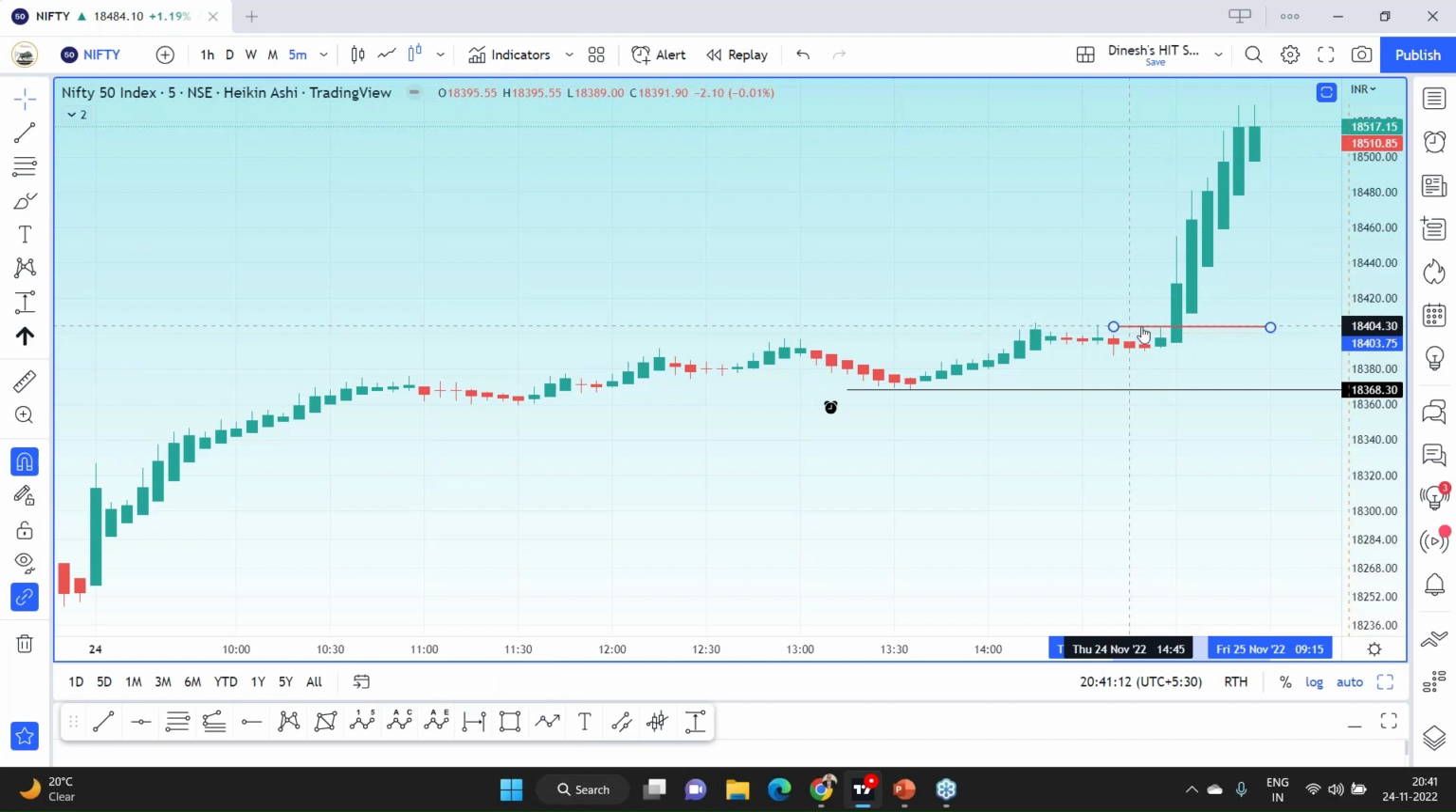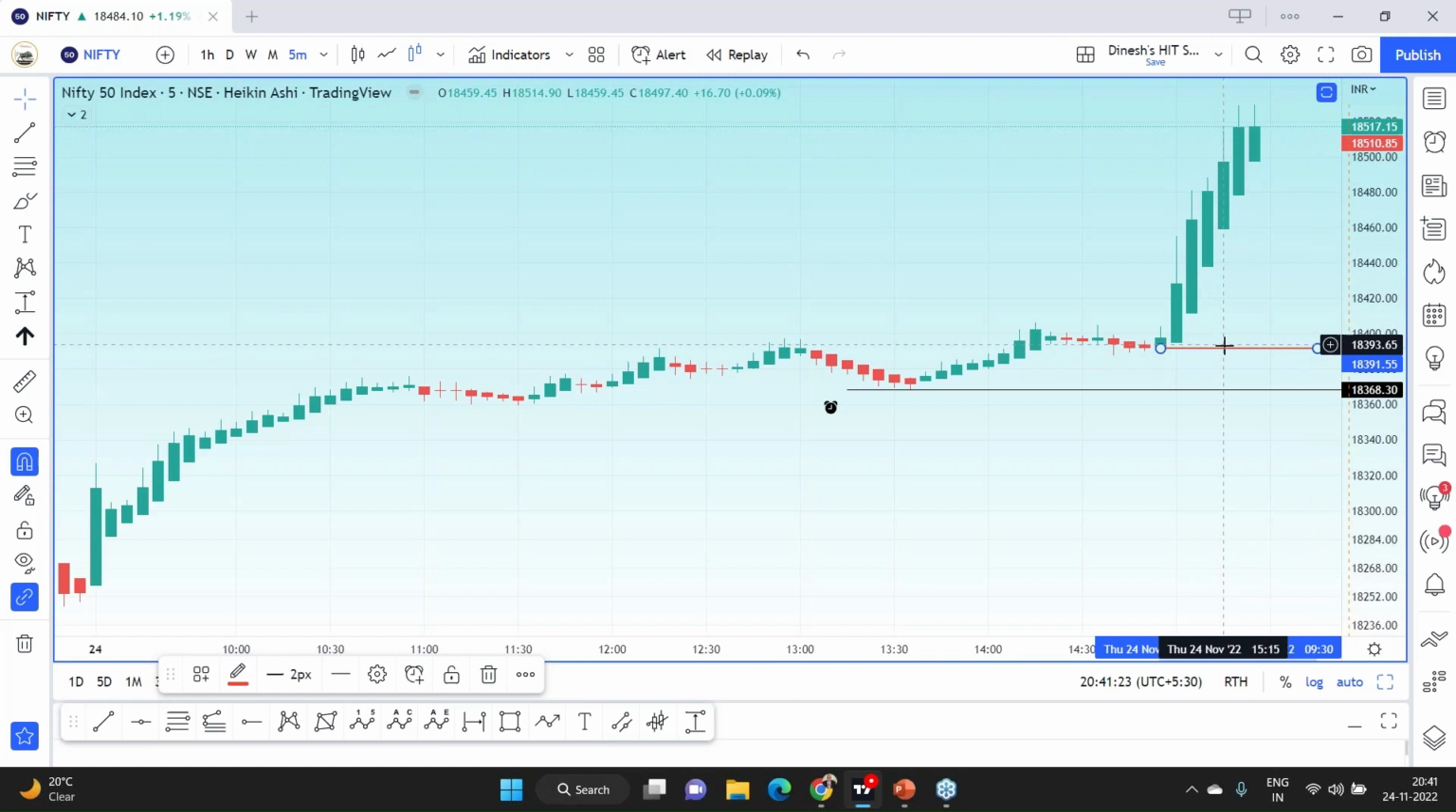I can put my trail out here. Next 5 minute candle is out here. I can raise my trail now here. Next 5 minute candle is there. I can raise my trail stop loss here, trail stop loss here, trail stop loss here in the system.